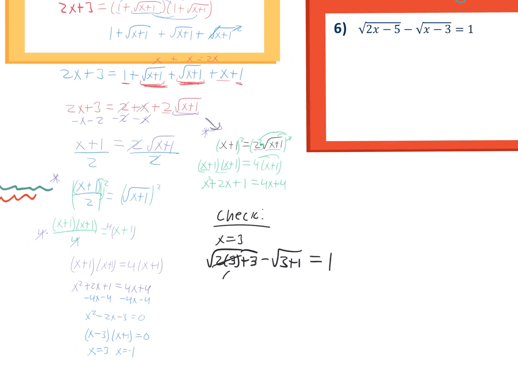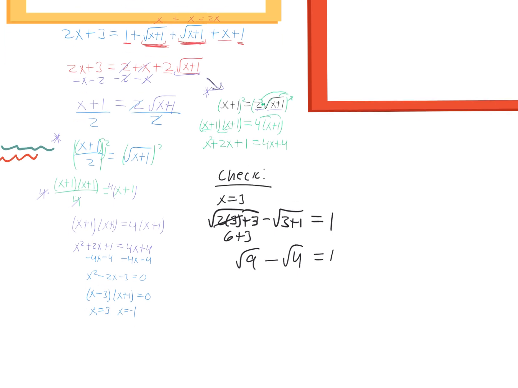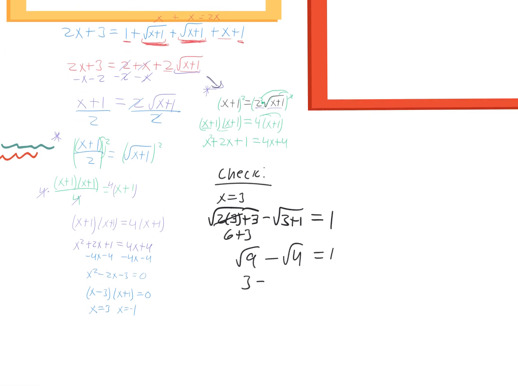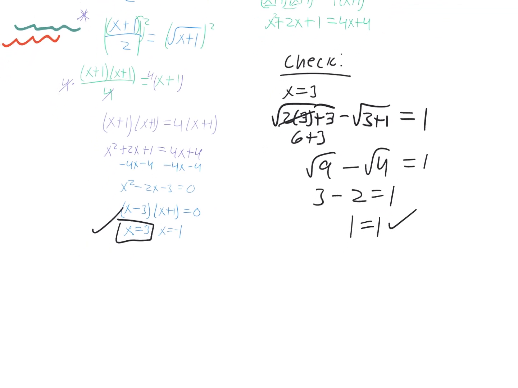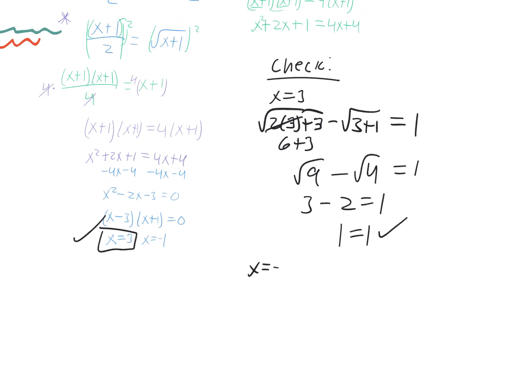2 times 3 is going to get you 6. And then 6 plus 3 is 9. So we get the square root of 9 minus, 3 plus 1 is 4, square root of 4 equals 1. And then the square root of 9 is 3, minus the square root of 4 is 2 equals 1, and this is true, right? 3 minus 2 is 1. All right, so this works. So x equals 3 is a solution. And now let's do the same thing for x equals negative 1.